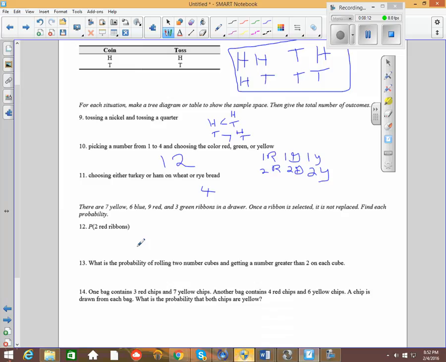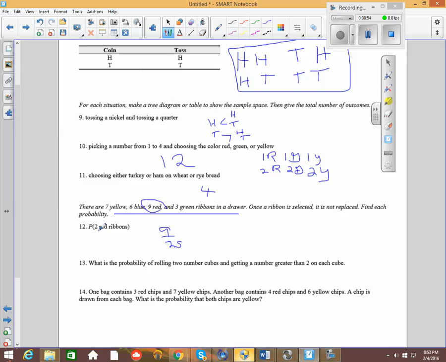Number 12, the probability of getting 2 red ribbons. From this information here, if you read the instructions, what's the probability of getting 2 red ribbons? This is what we went over yesterday. Wednesday. So if we know the total number of ribbons in the drawer is what? You have a total of 25. How many do you have that's red? You have 9. Okay, now we drew one of those red ones out. It's not being replaced. It says once a ribbon is selected, it's not replaced.